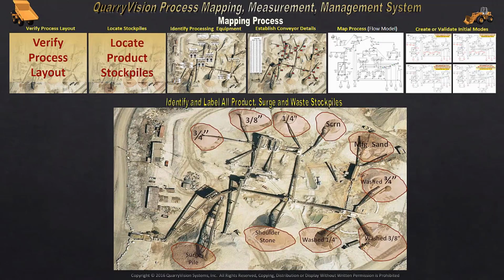To begin, stockpiles are located to enable us to identify the most practical location for belt scales that will measure output from critical locations within the production process.